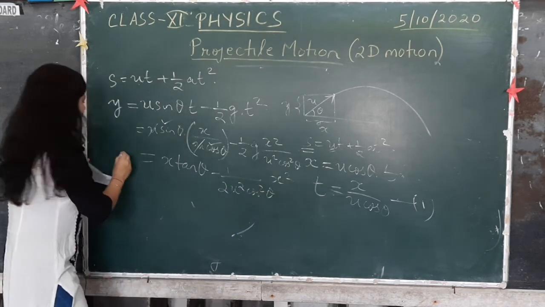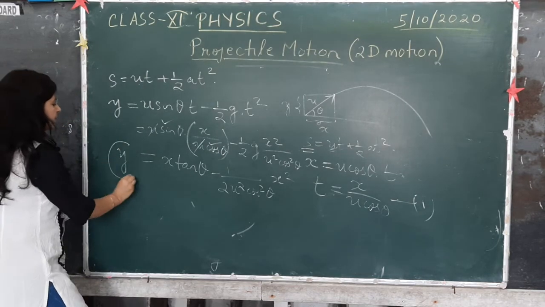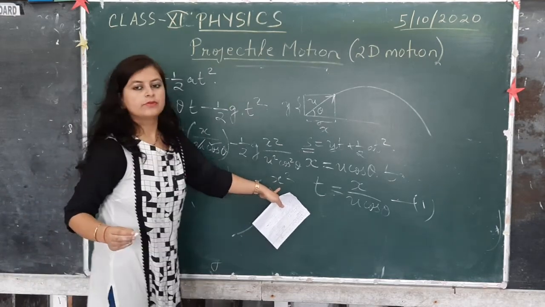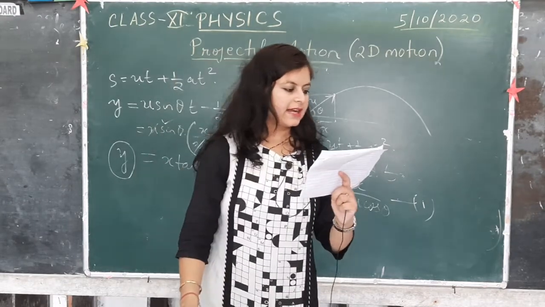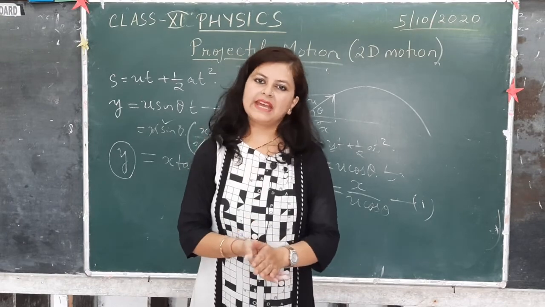So here we have established a relation between y and x, and we can see that the first power of y is proportional to the second power of x, which means this equation is the equation of a parabola, which proves that the path followed by a projectile is a parabolic path. Thank you for your attention.